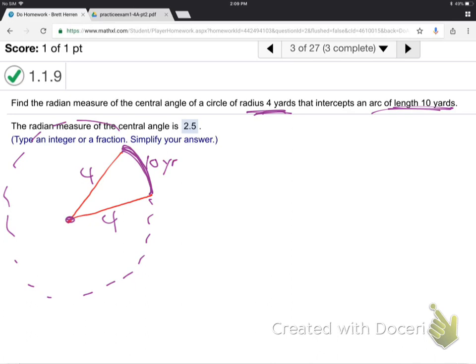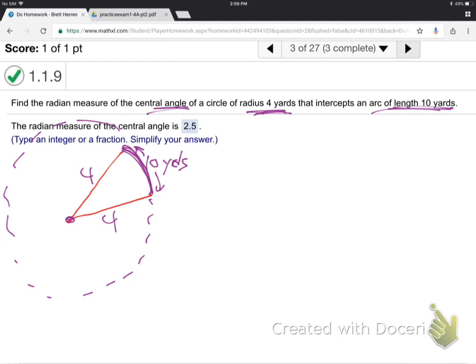Along here is 10 yards. It doesn't look like it on my picture. My 10 looks smaller than my 4, but good enough. So far, so good. You understand what they're saying? They're saying the arc length is 10. The 4 is the radius. So what do they want? They want me to find the central angle.